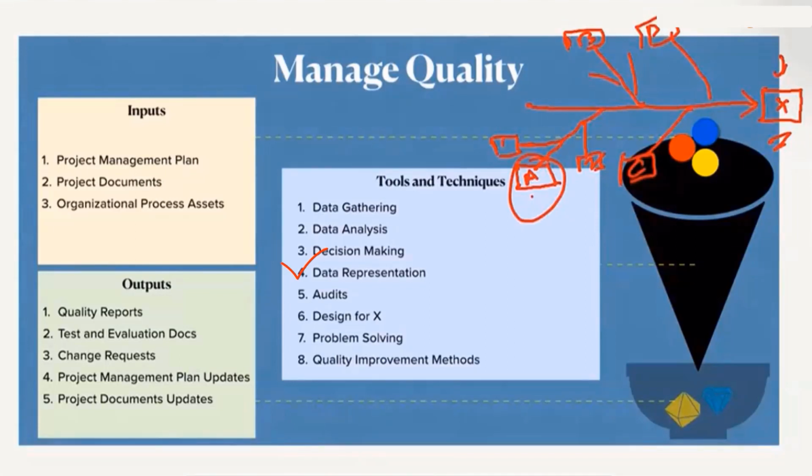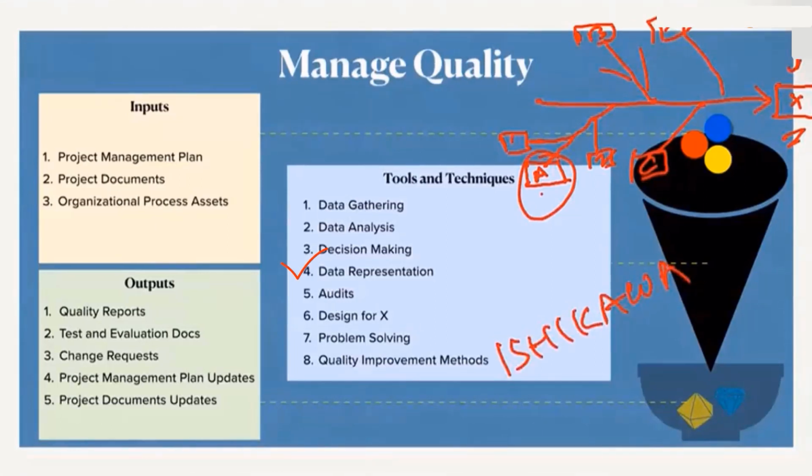So three names for it: Ishikawa diagram, fishbone diagram, cause and effect diagram. All these are the same names for this. So that is a very important data representation tool. You might get one question on this, or even you might not. So don't worry too much.